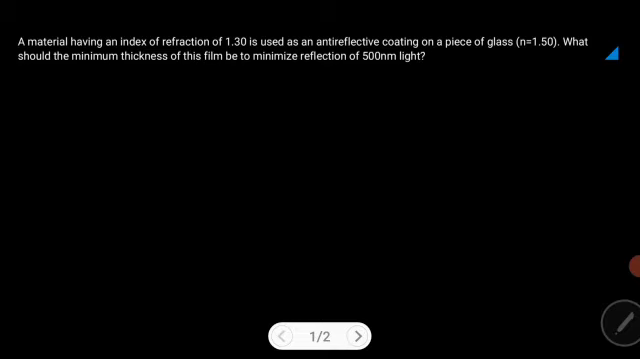Now notice that this question is related to one of the topics, which is about interference in films.